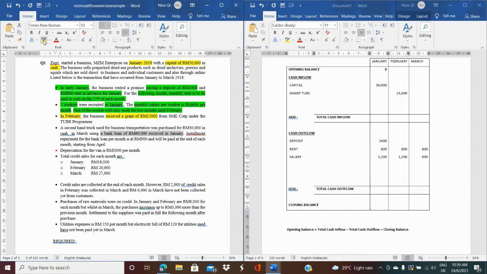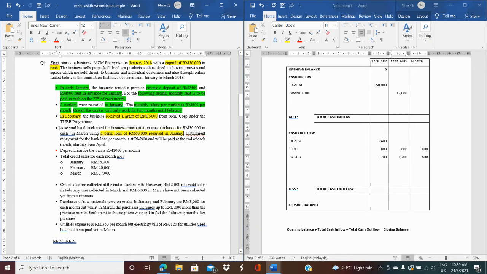The installment repayment for the bank loan per month is 900 and will be paid at the end of each month, starting from April. Is this relevant? No, it's not relevant because this is from April. You only have to report for 3 months, January, February, March. So this is not related.